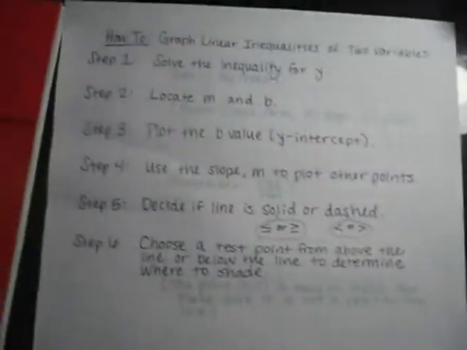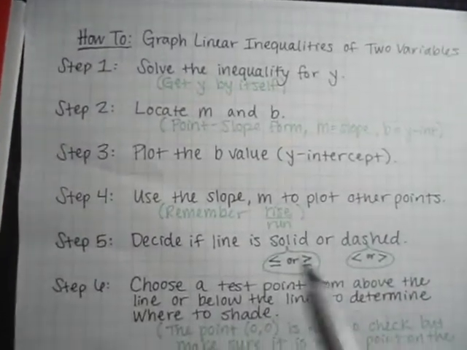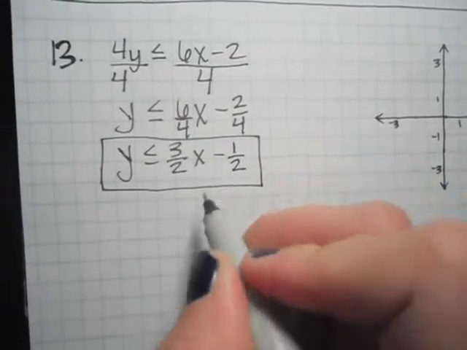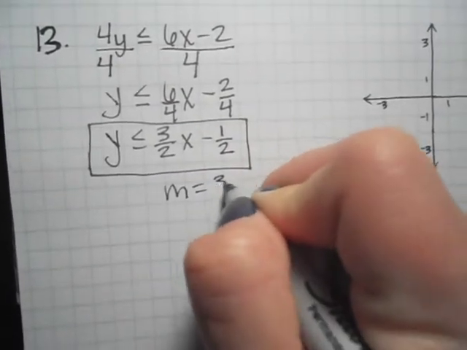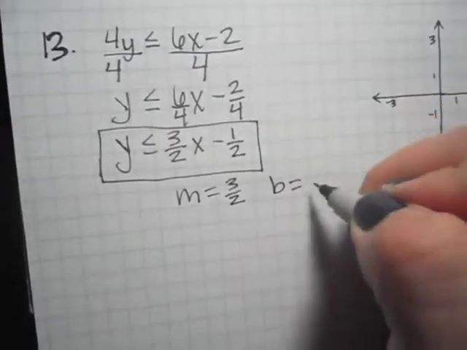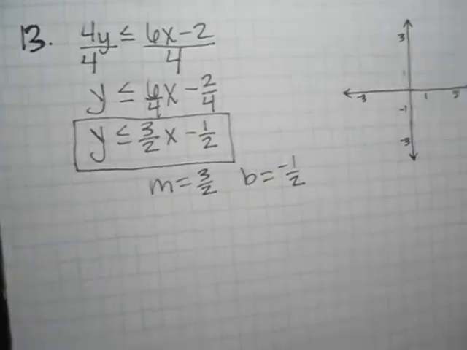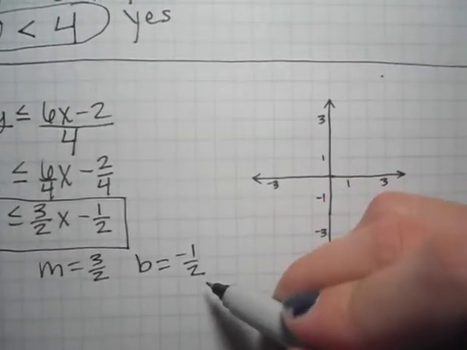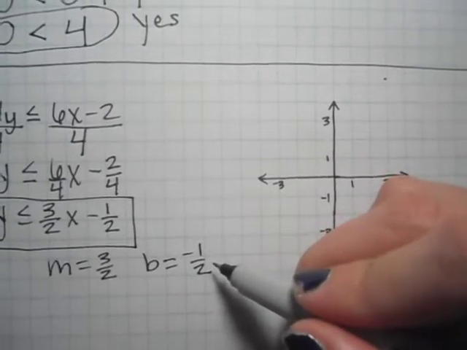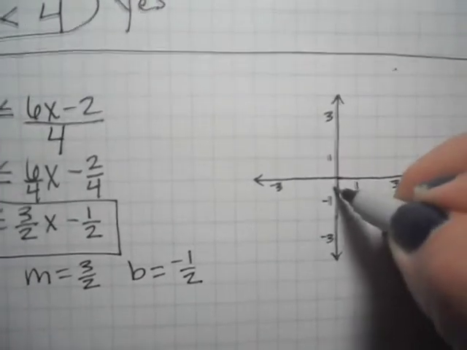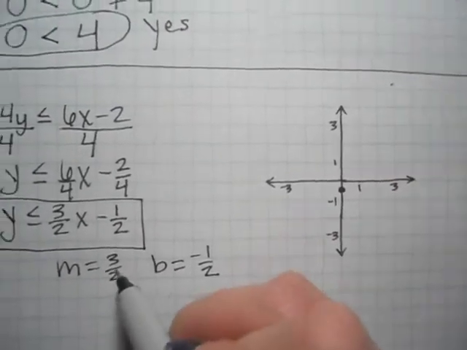Alright, let's go on to the next step. Locate m and b, and then we're going to be plotting the b. In y = mx + b, m is 3/2, and b is negative 1/2. So let's plot the b. Negative 1/2 is between negative 1 and 0, so I'll put the point there.